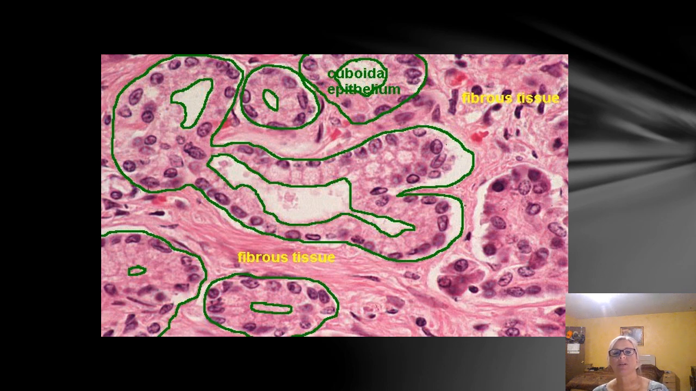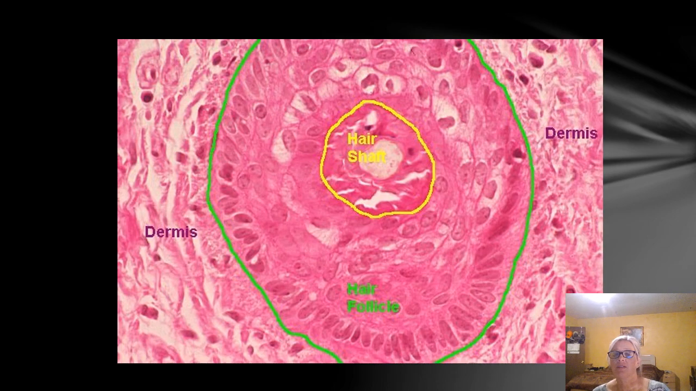So here is another example where we have some cuboidal epithelium surrounding some lumens. We also have some fibrous connective tissue here, okay? And so in green, that is the cuboidal epithelium, and you can see the lumen here in the middle of these, all right? This is another cross section here. You can see we have the hair shaft and then follicle and then dermis around it.